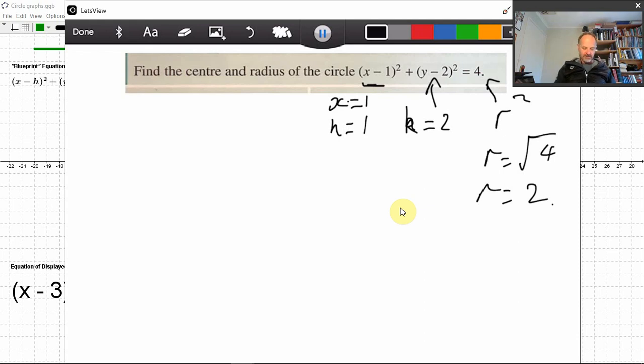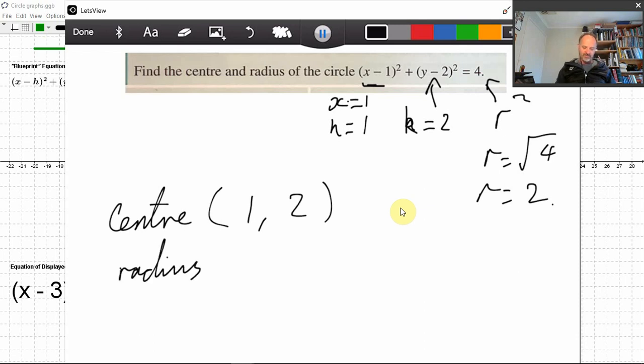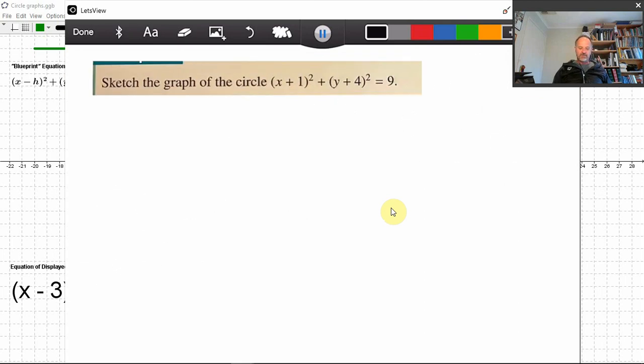All right, so center is 1 and 2, and our radius is 2. All right, so next, let's have a look at sketching.